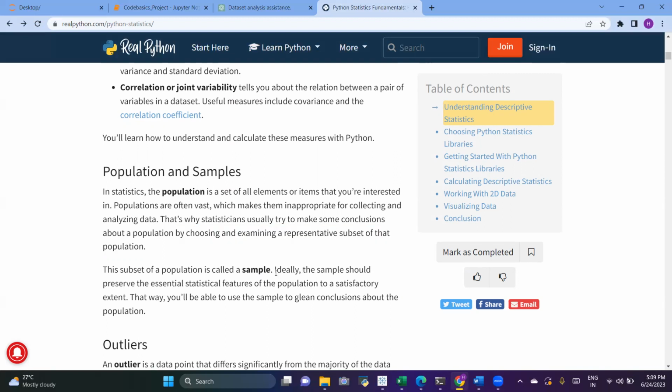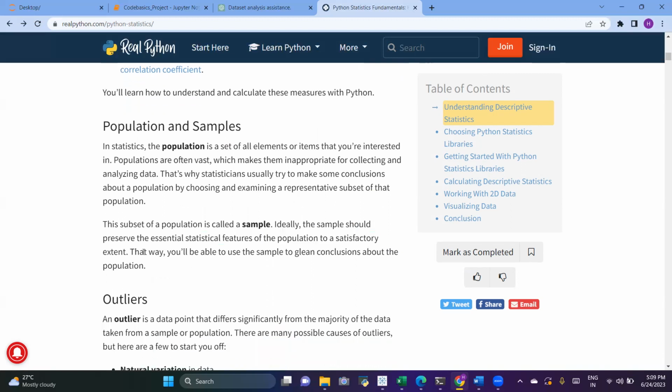Ideally, a sample should preserve the essential statistical features of the population to a satisfactory extent. So, my sample should represent my population. My sample is small in number when compared with the population. Why? Because that will really help me to analyze the data in an easy manner. That's why you're able to use the sample to glean conclusions about the population.